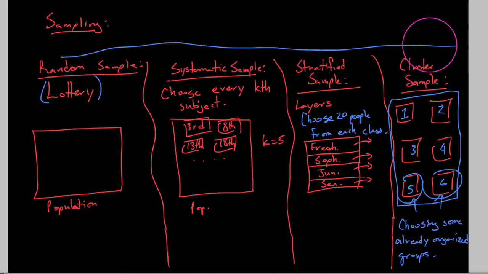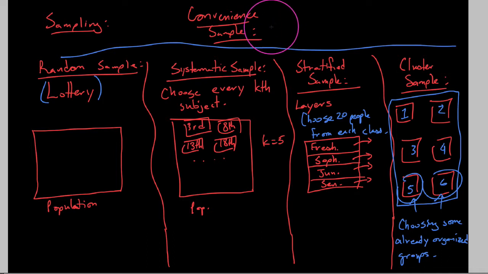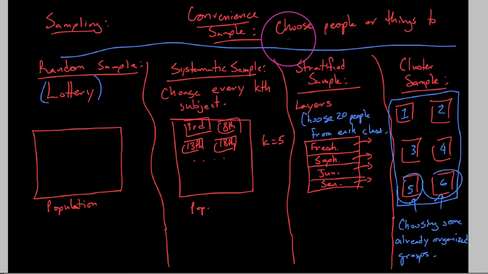The last one here that I'm going to throw in just as a matter of throwing it out there is a convenience sample. When I want to collect data on, say, mile times or something like that, maybe it just so happens that I need the data right now. And this isn't always necessarily the best way to take a sample of things, but it's to choose people or things to sample just because they're there, just because they are easily available, essentially.